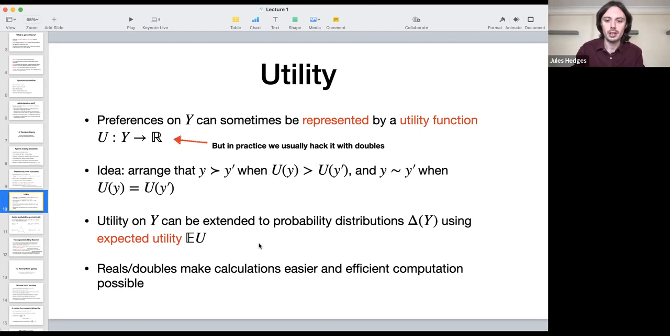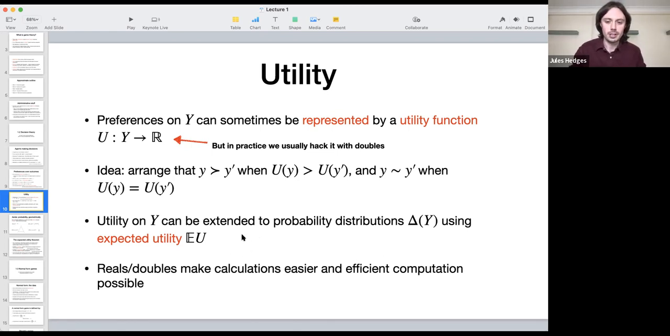Okay, there are two benefits to doing this. One is using real numbers, of course, makes calculations a lot easier. And of course, you're all studying machine learning, so you know something about the unreasonable power of optimization of real numbers. If you don't do this, then you're doing kind of discrete optimization in general, which is very hard.